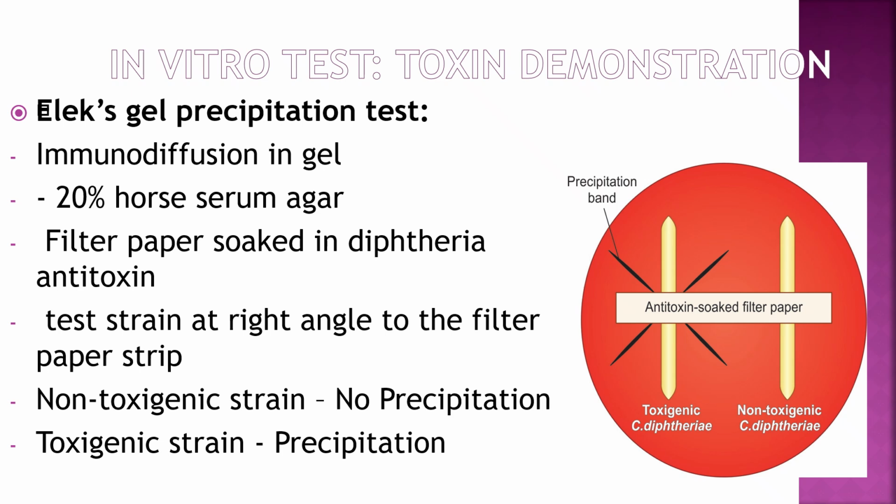In vitro toxin demonstration is the Elek gel precipitation test. It is an immunodiffusion in gel method. In that, a petri dish with 20% horse serum agar is taken, and on that a filter paper soaked with diphtheria antitoxin is applied in the center, and then streaks are made at right angles to the disc, that is the test strain, the toxigenic strain and the non-toxigenic strain. The non-toxigenic strain will not show precipitation, while the toxigenic strain will show a line of precipitation. Where the toxin and antitoxin meet, there is formation of a precipitation band.